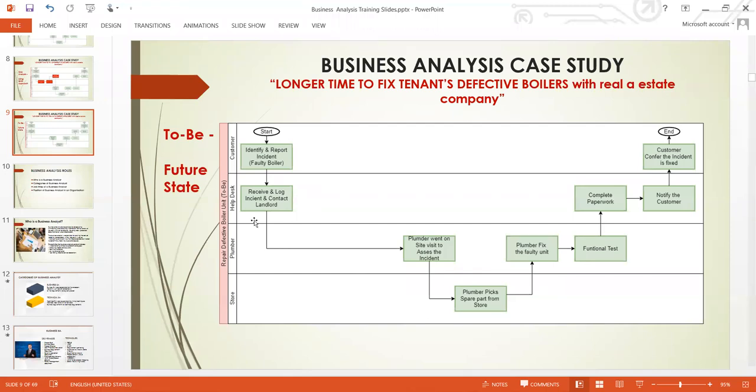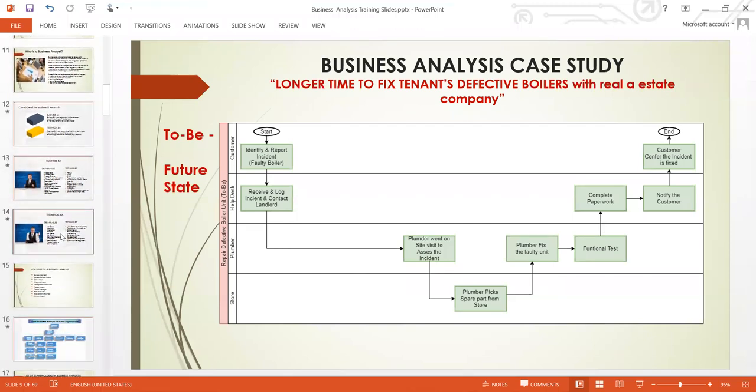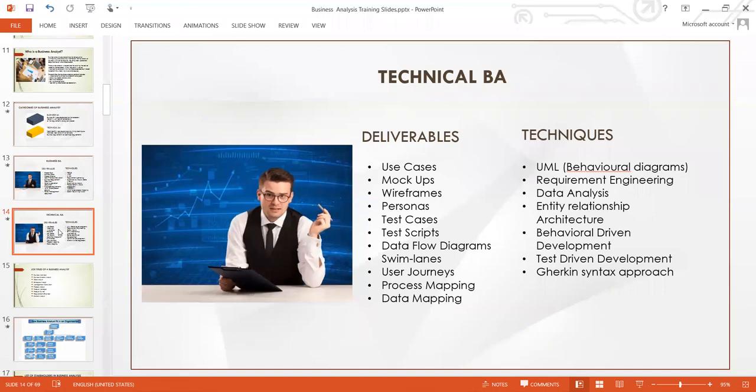So we go back to our technical BA. You have the user journey. A technical BA needs to understand the user journey. The user journey is how a customer navigates from one process to another while trying to access your product. That is the user journey.